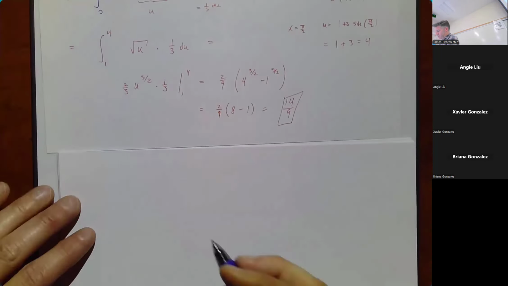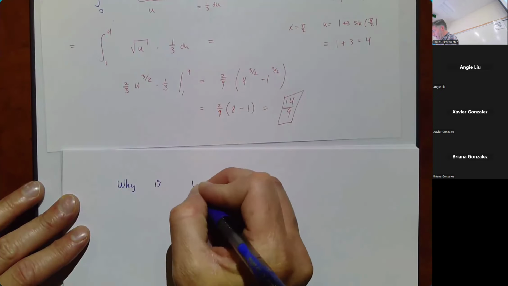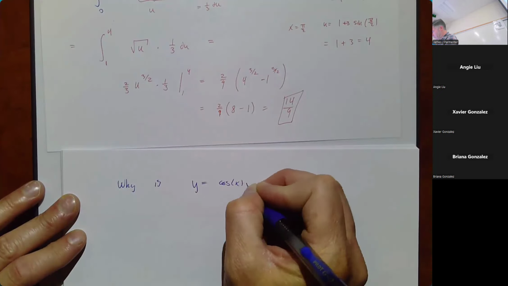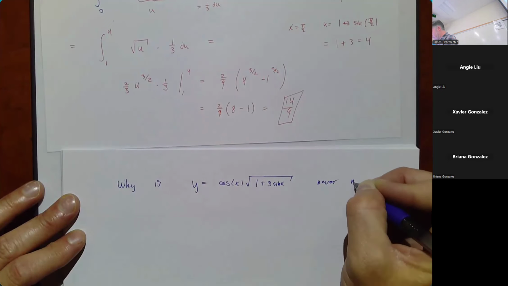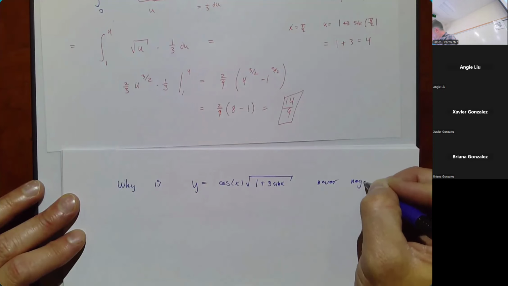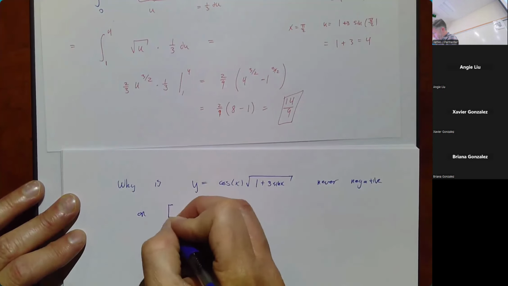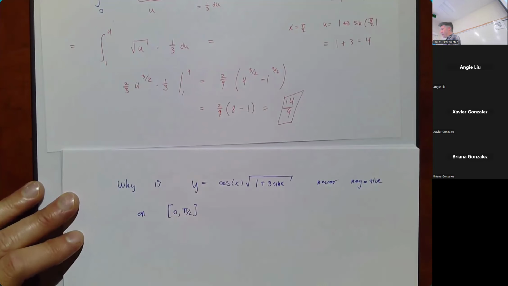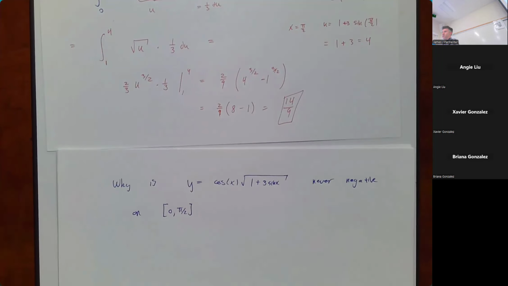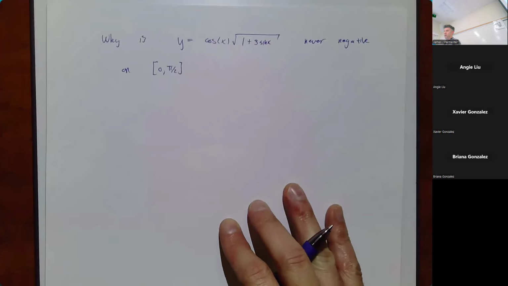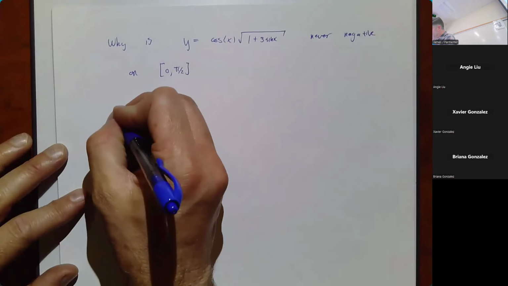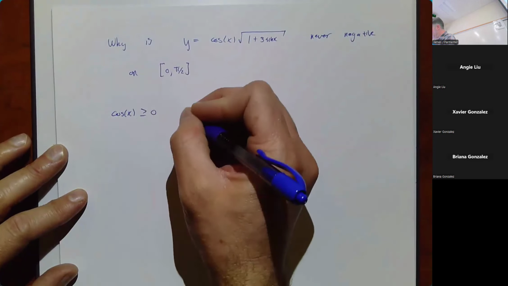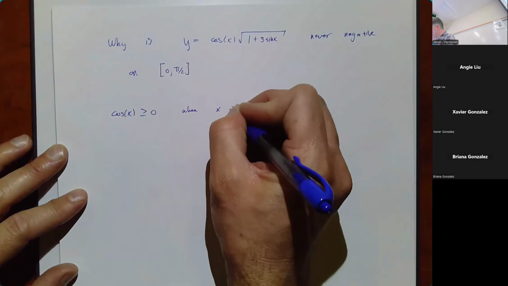why is y equal to cosine of x times the square root of 1 plus 3 sine of x never negative, or maybe you could say non-negative, on the interval from 0 to pi over 2? Well, 0 to pi over 2 is kind of famously which quadrant of the unit circle? The first quadrant. And in the first quadrant, what do we know about all the trig functions? They're all positive. So we know that cosine of x is for sure greater than or equal to 0 when x is in that interval.